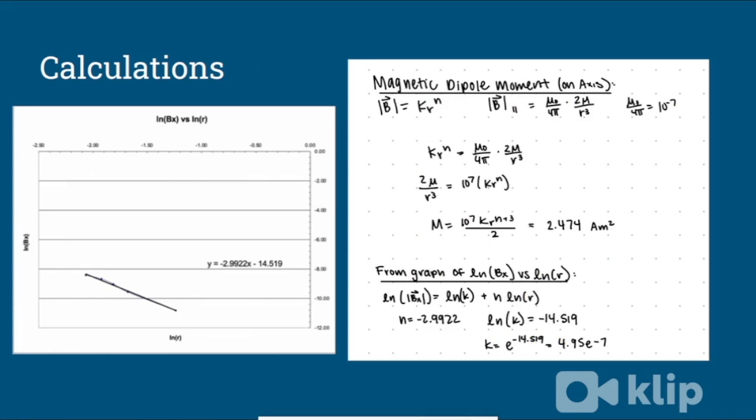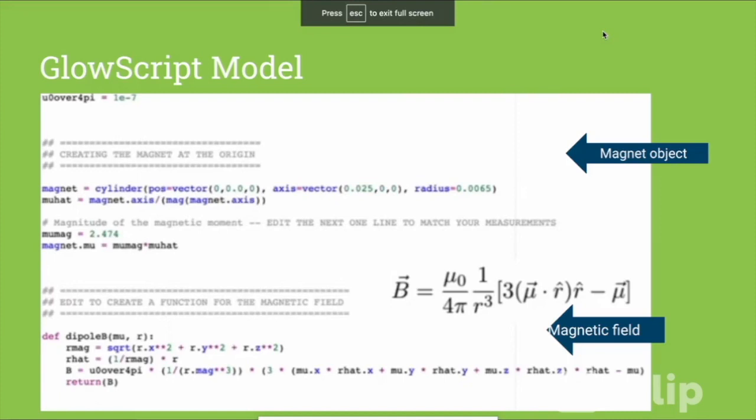So for the calculations for this experiment, we use the equation B equals K times r to the n and equated that to the magnetic field of a dipole on axis. And using that, we found the magnetic dipole moment equals the equation seen here on top. Then, using the values from our graph, we could plug those in and get a magnetic dipole moment equal to 2.474.